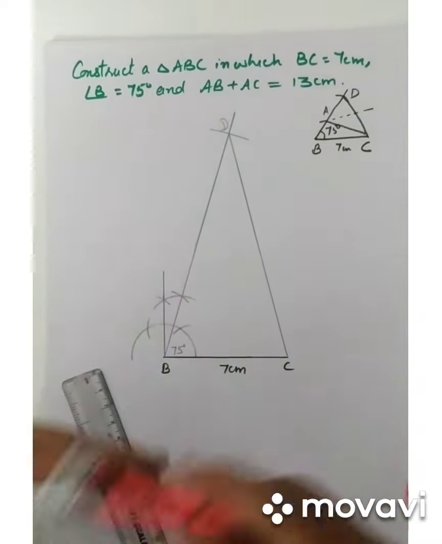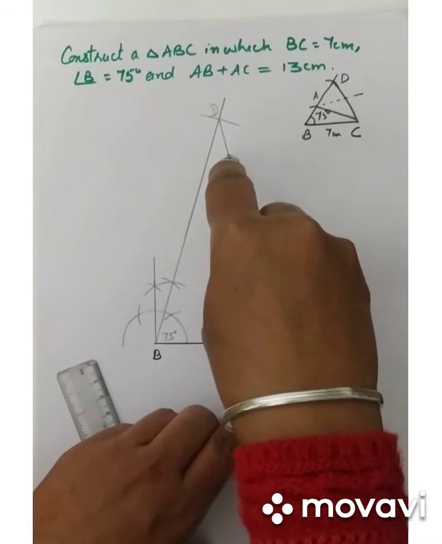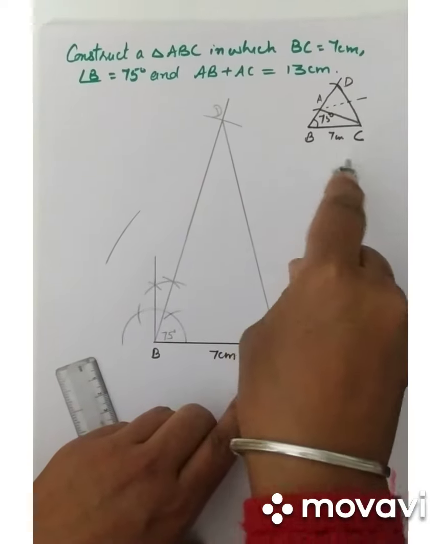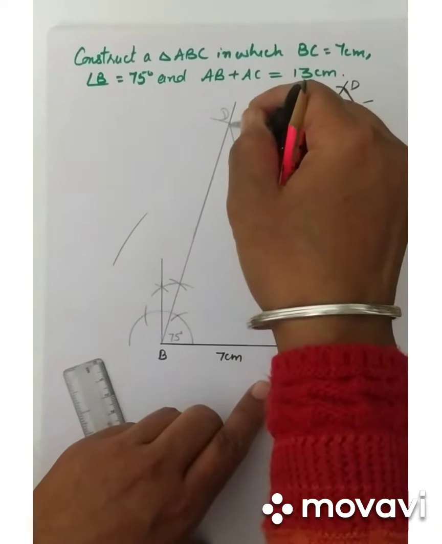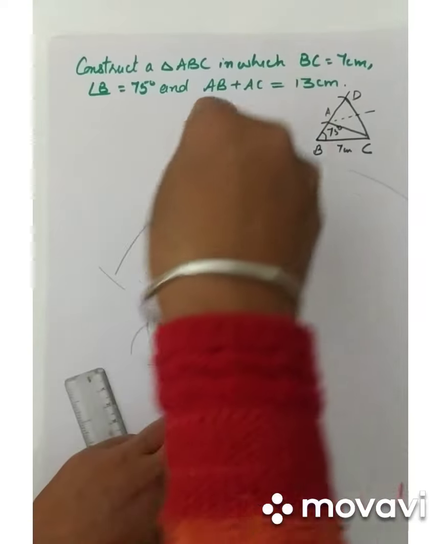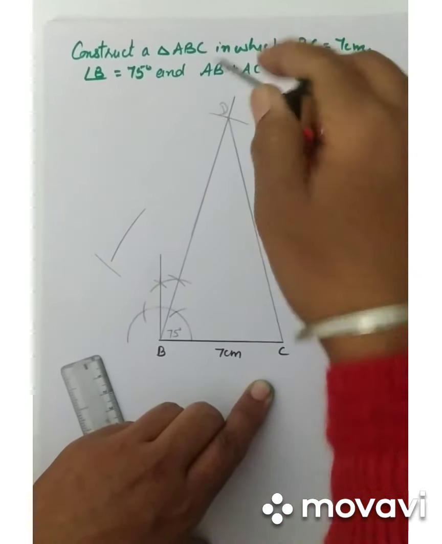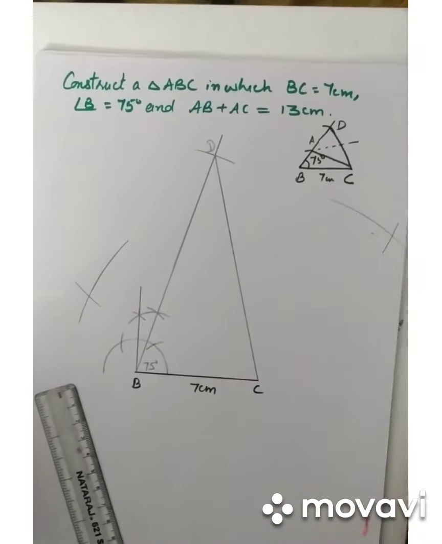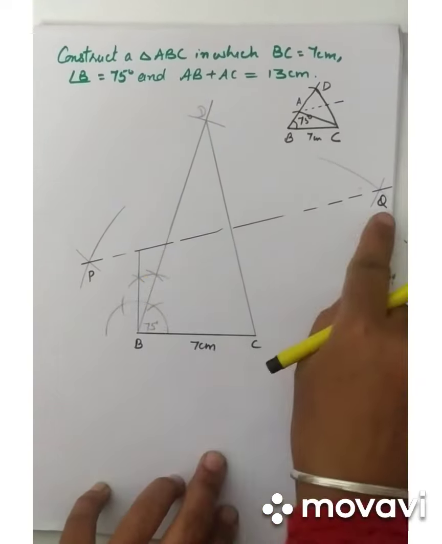Now we have to draw the perpendicular bisector of DC. Now C as a center, open your compass more than half. Draw one arc from the left hand side, another from the right hand side. Then from D, cut these arcs. Now we have to join these two, P and Q points.